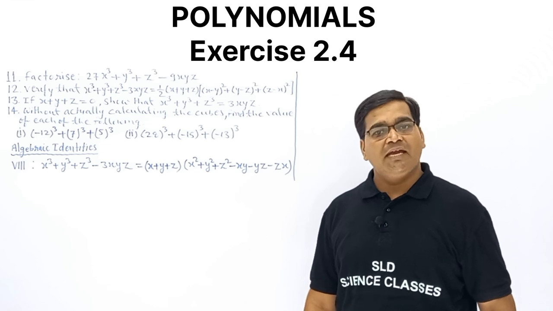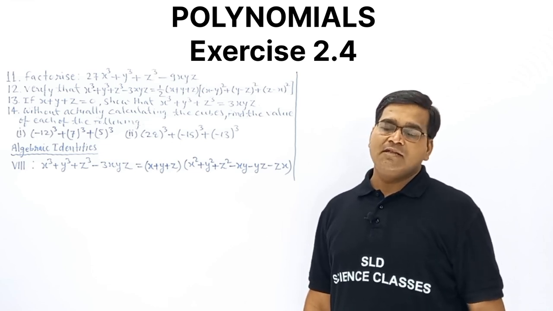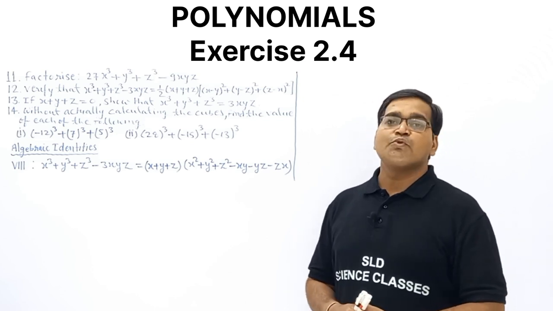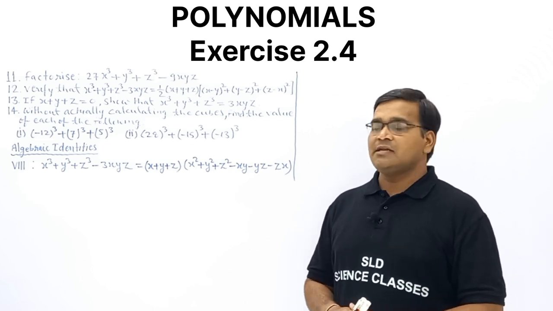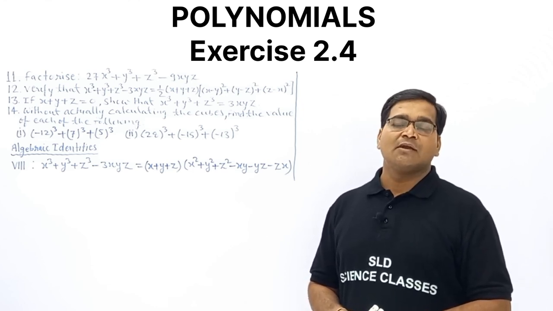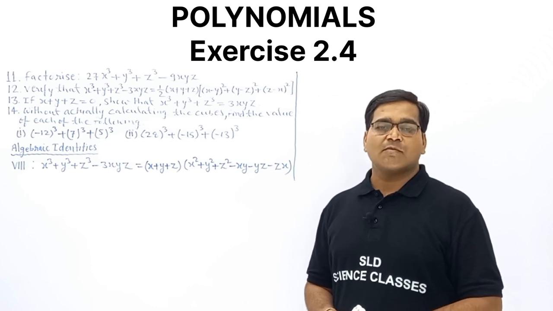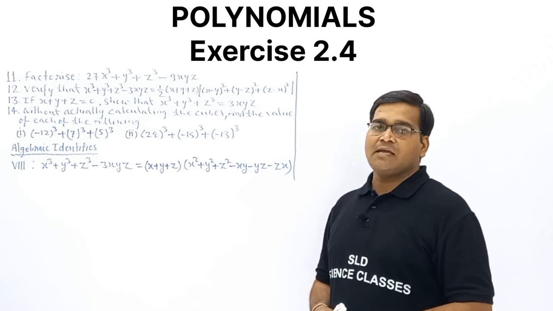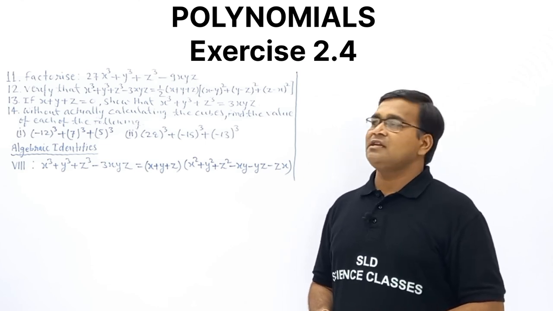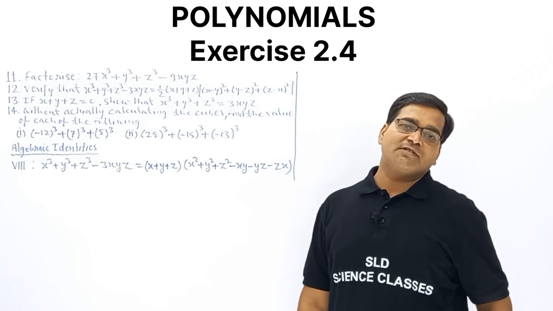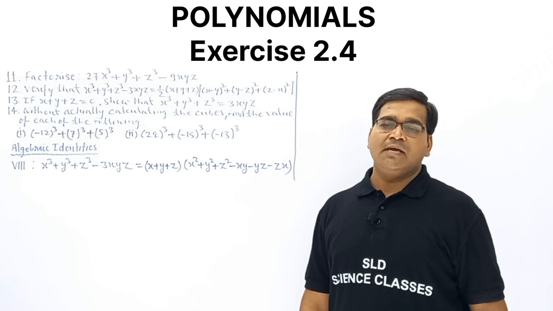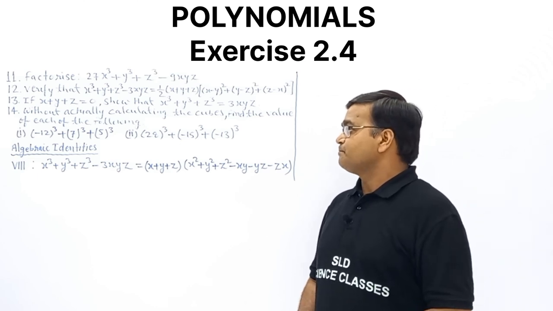We have 8 algebraic identities in this exercise. Out of 8, we completed 1 to 7. We studied identities 1 to 7. The last identity is remaining. Today in this class, we will discuss the last algebraic identity, and based on this identity, we have 4 questions and we will solve each question. Clear?